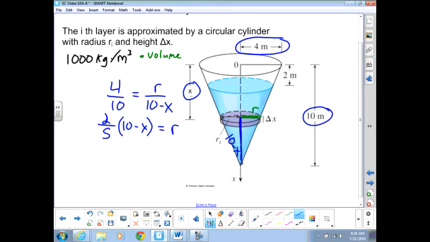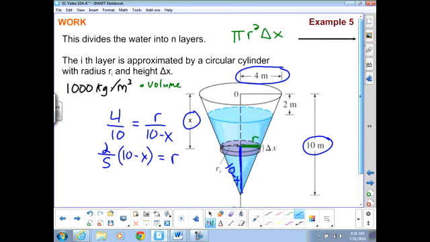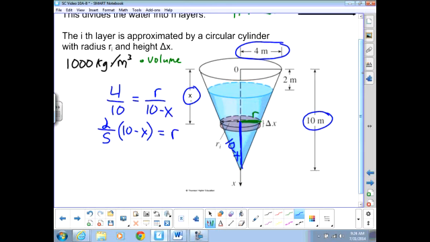Well, this allows us to plug into our volume. We said our volume had to be pi times our radius squared times delta x. Well, we know what our radius is equal to now. So that's going to be pi times 2/5 times 10 minus x, all squared, times our delta x.